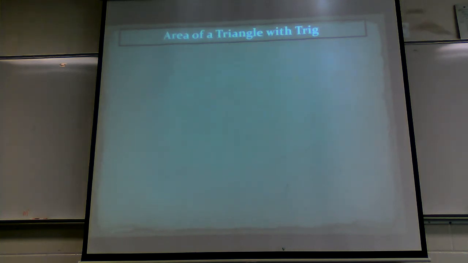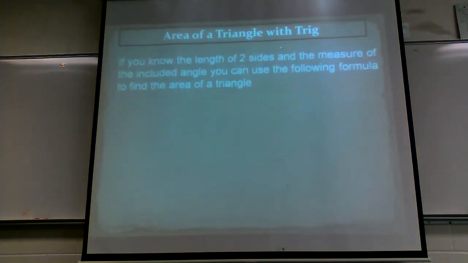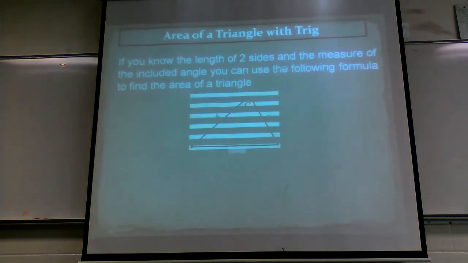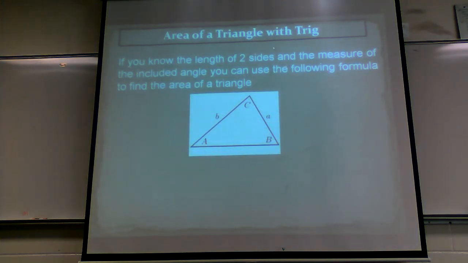With this formula right here, guys, this is a situation where you've got a triangle, you know two side lengths, and you know the angle in between them. Instead of taking the time to draw in a height and waste time trying to figure out the height of that triangle and do 1/2 base times height, this saves you a good bit of time.